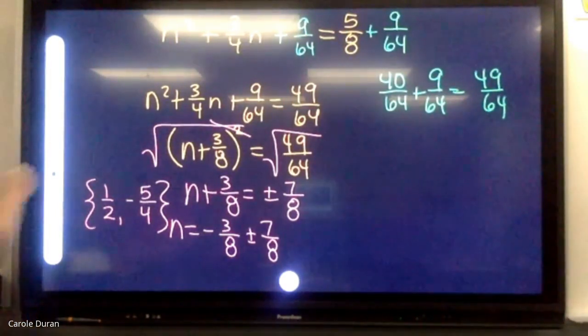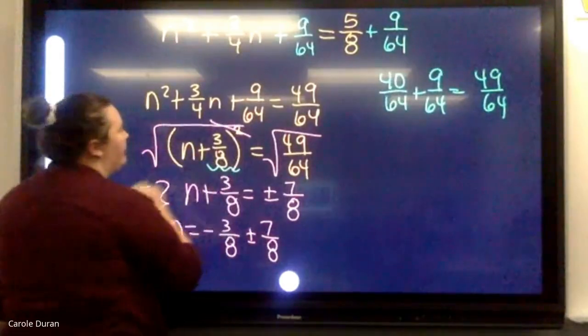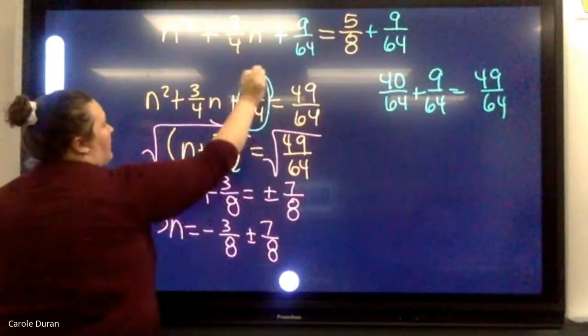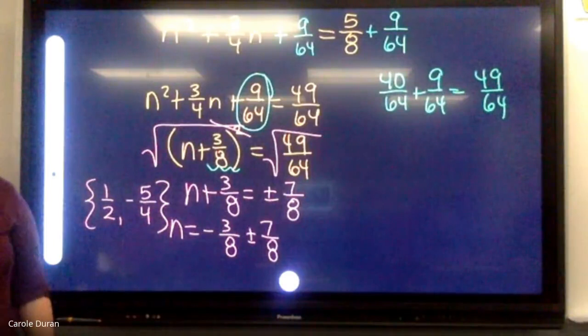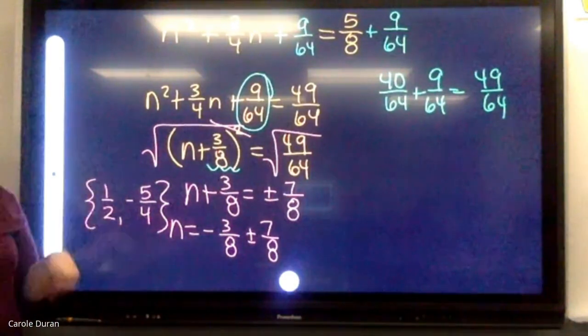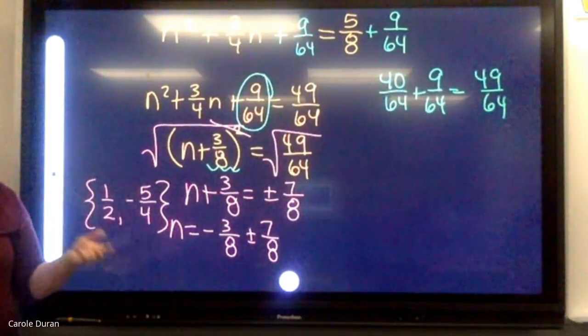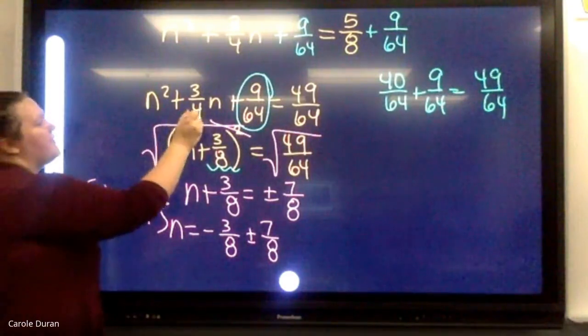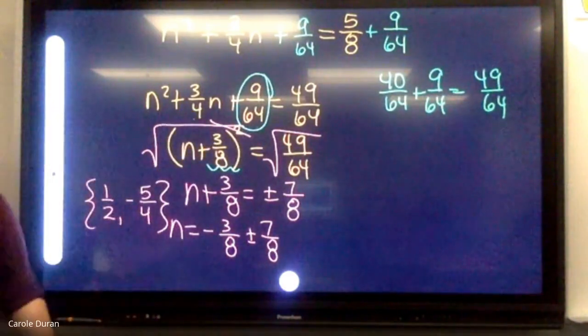Another way to get to this value, because I know some of you are so confused, is the square root of that. So the square root of 9 is 3, the square root of 64 is 8. So you can think about it as half of this term or the square root of that term.